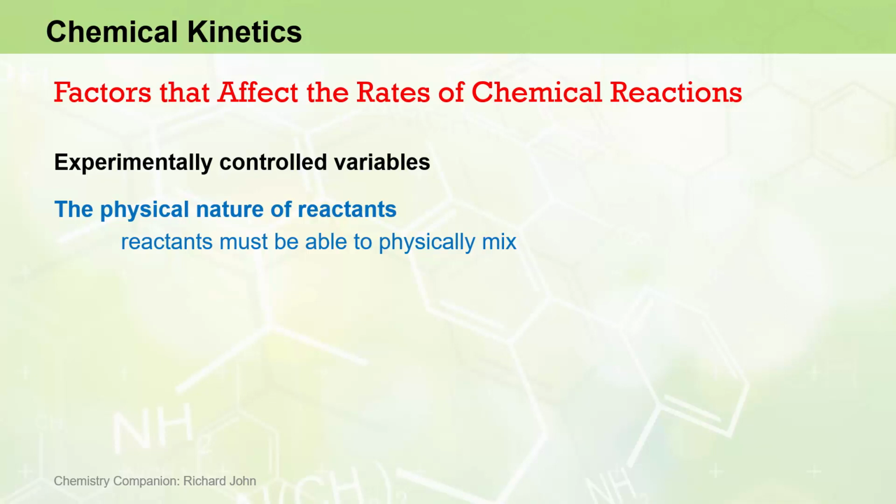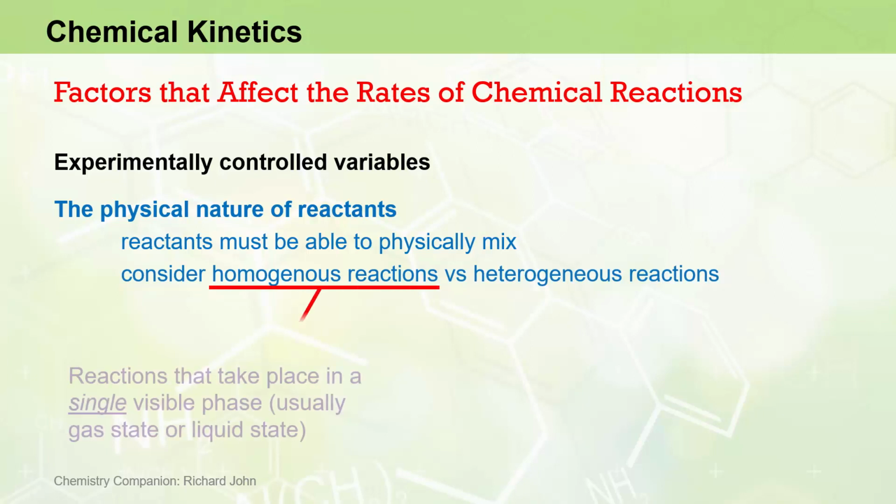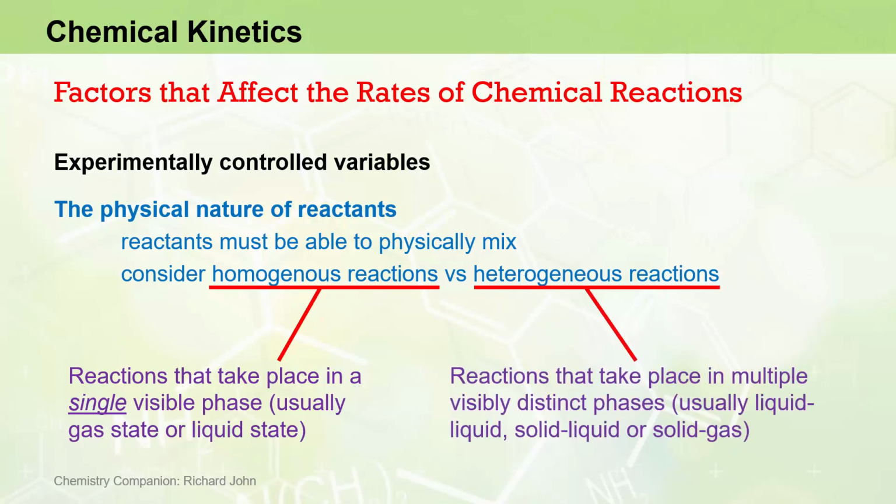It is for this reason that chemical reactions are rarely carried out purely in a solid state. Most of the reactions that we consider are homogeneous reactions that take place in a single visible phase, and usually in either the gaseous state or the liquid state, via reactants dissolved in solution. When reactants occur in different states, or even in different phases of the same state, we say that the chemical reaction is a heterogeneous reaction.